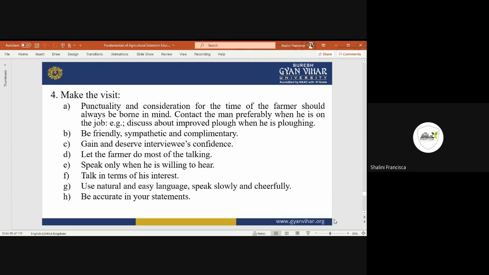The first one is punctuality. If you have said that I will come at 10 o'clock, please be there at 10 o'clock, because maybe the farmer will go to the farm for some work, or maybe they will have food or have some other work. So let them finish all that, get free, and then you go there, so that they can give you full time and full information whatever you are going to ask.